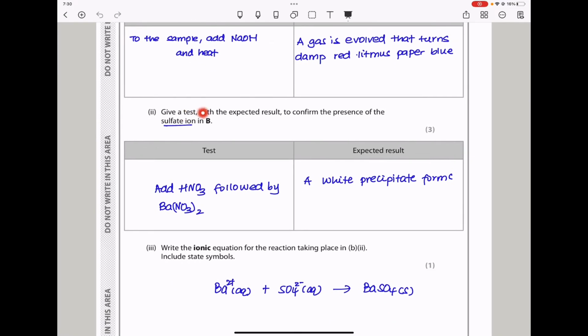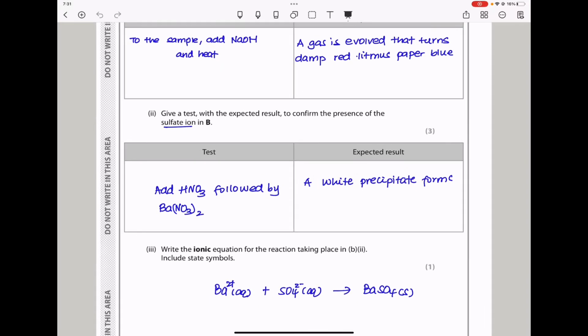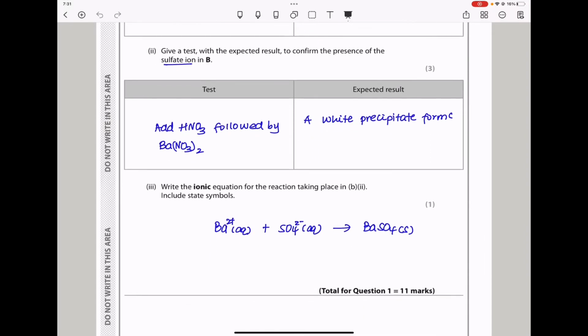Then they say give a test with the expected results to confirm the presence of the sulfate ion in B. To confirm presence of a sulfate ion, you could add nitric acid followed by barium nitrate, or hydrochloric acid followed by barium chloride. And if a white precipitate is formed, then that shows that sulfate anions are present.